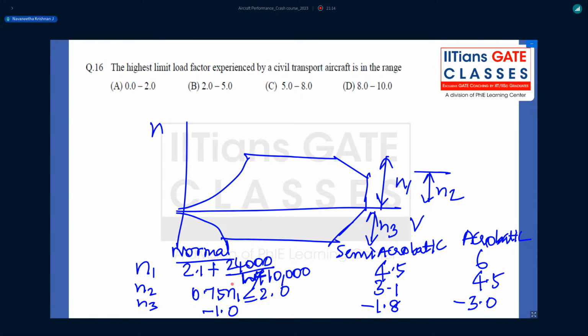So the normal category aircraft, that is your civilian aircraft, either passenger or transport aircraft, the maximum load factor it experiences is always greater than 2. That means it lies in the range of 2 to 5. So option B is the correct answer. If you take fully acrobatic aircraft, it lies in the range of 5 to 8.